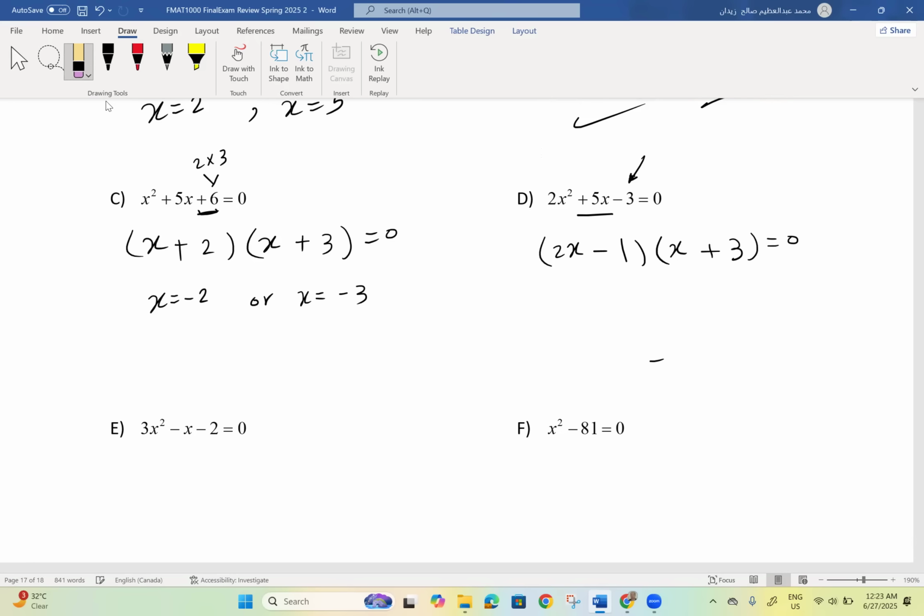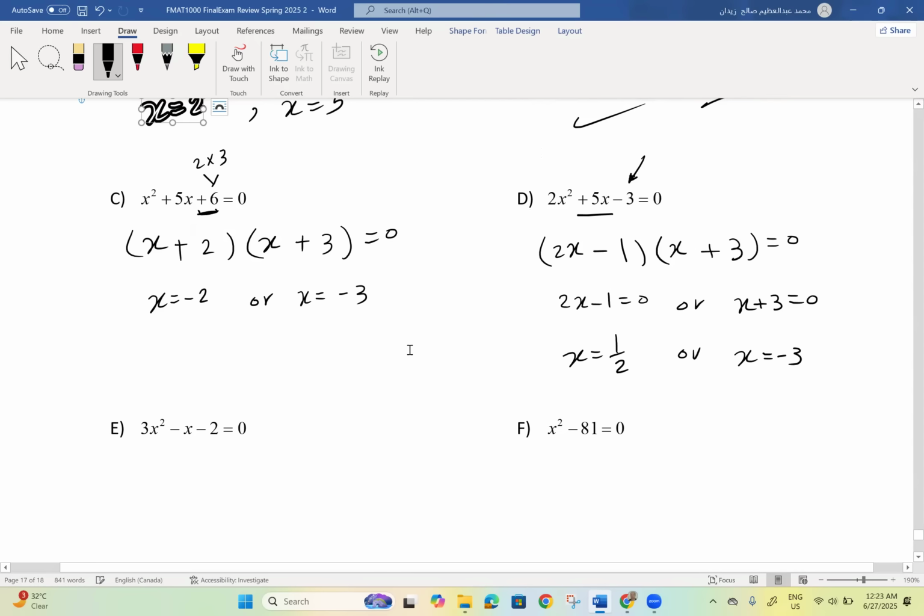And now the product of two unknown numbers equals 0. So maybe the first one is 0 or the second one is 0. So x equals half or x equals negative 3. Yeah, very nice. I like it. I like mathematics. And I think you like mathematics as much as me right now.